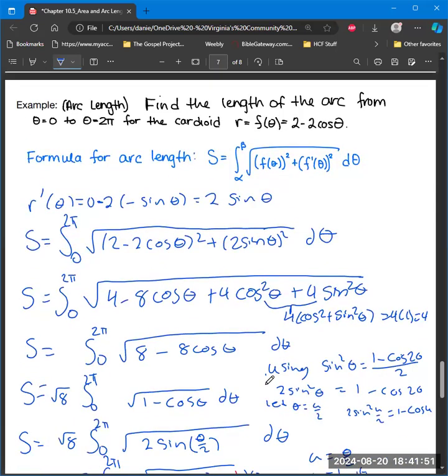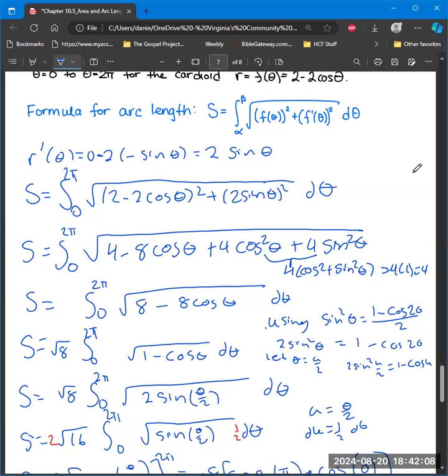So one example for each of these. For arc length, we're going to find the length of the arc from theta equals 0 to theta equals 2 pi. Just told you that that's very common. Of the cardioid r equals f of theta equals 2 minus 2 cosine theta. So there's your formula for arc length: lowercase s is equal to the integral from alpha to beta of the square root of f of theta squared plus f prime of theta squared d theta.